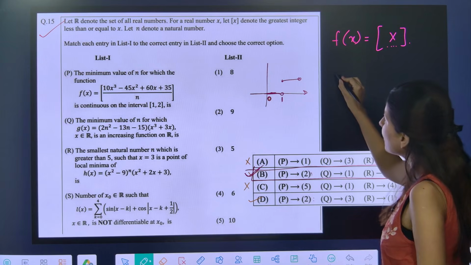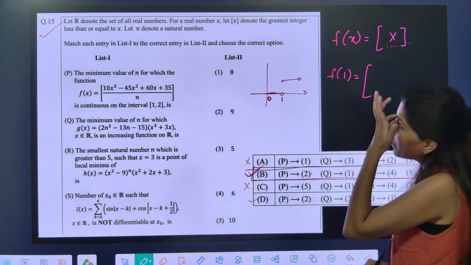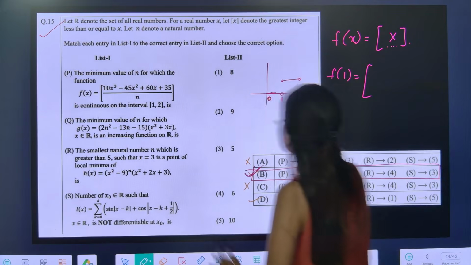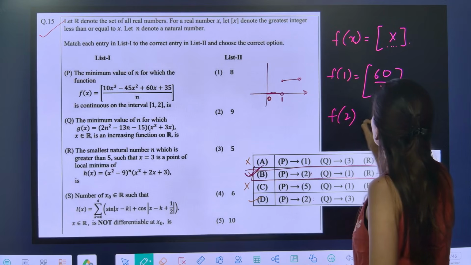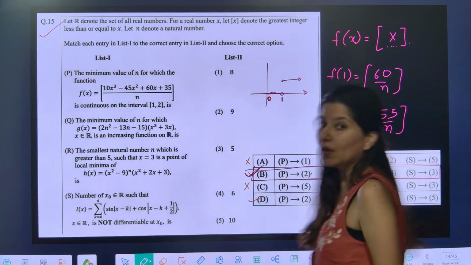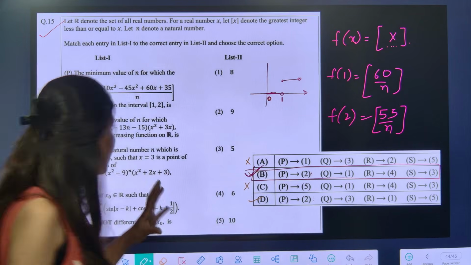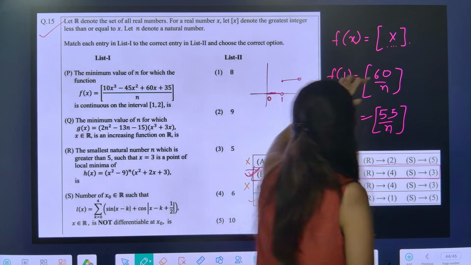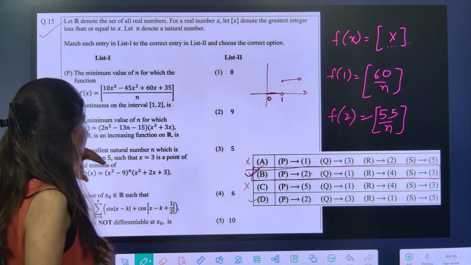F of 1 will be what? 10 minus 45 is minus 35, so 60 by n. And f of 2 you're going to calculate, you're going to get 55 by n. Now what I'm trying to tell you is you want it to be continuous between 1 and 2, right? And on the closed interval also. So these should be the same. Now pick the value of n.